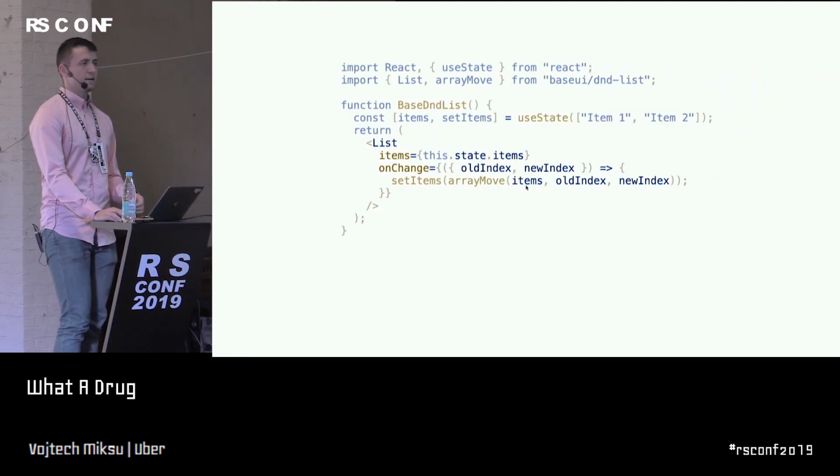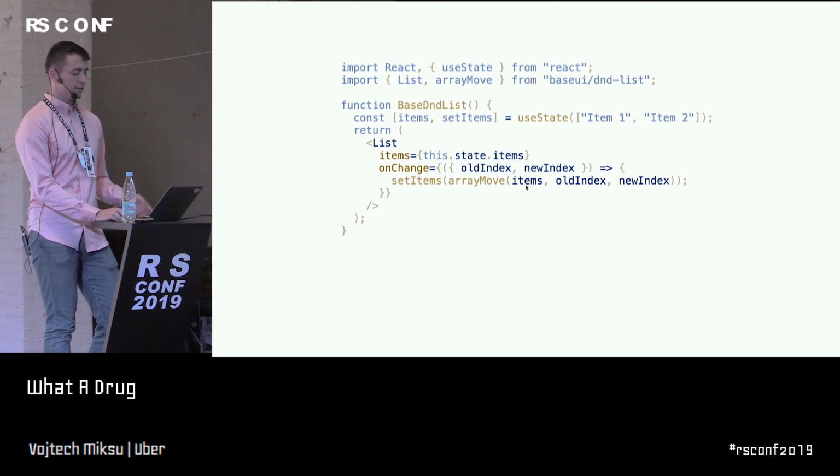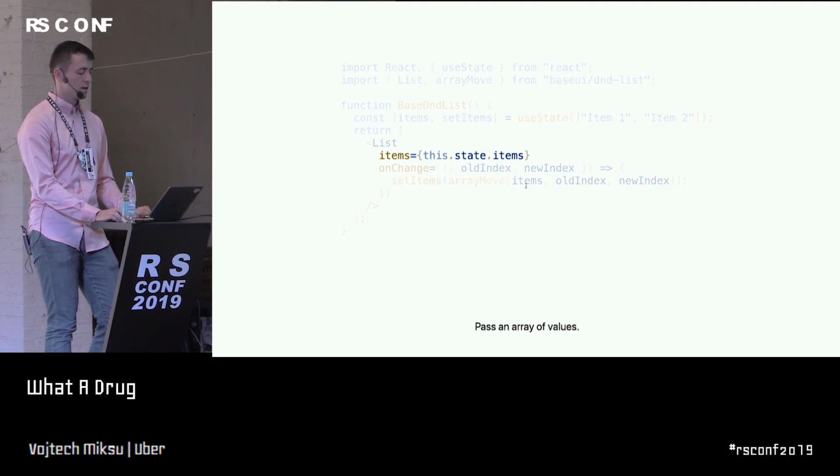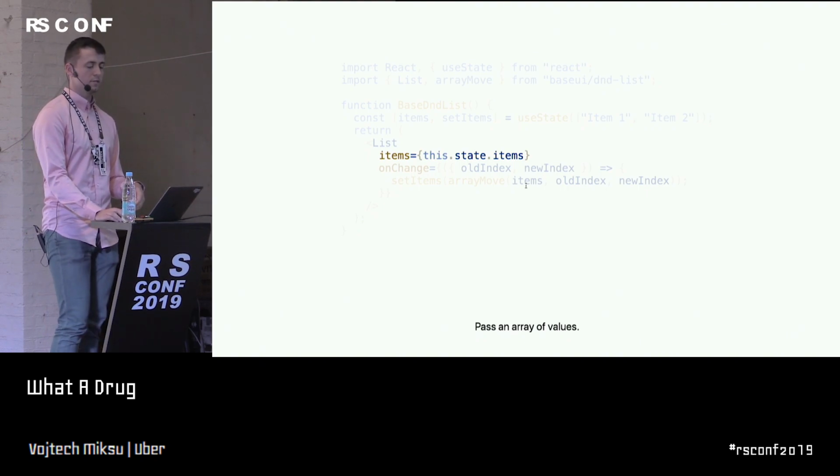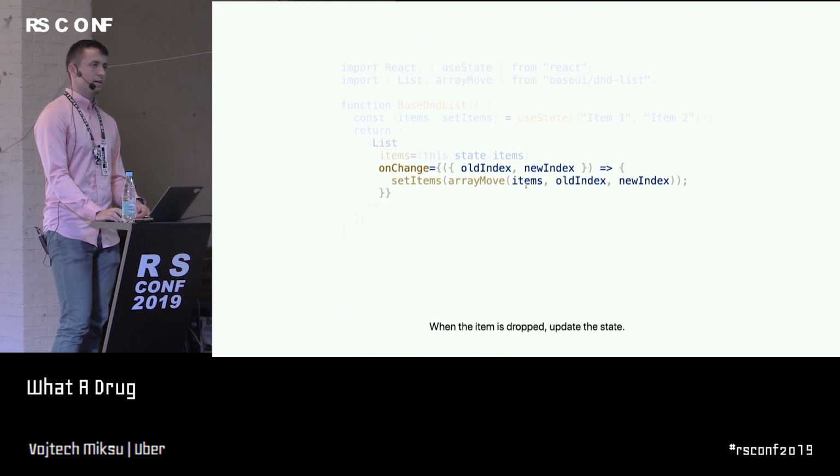Let's take a look at the API of this component. It's actually pretty simple. There are just 2 props you have to implement. The first one is items, where you pass the array of items or labels. And every single time the drop is finished, this callback will be triggered, and it will give you the old index and new index. It's up to you to update the array of items or reorder it.